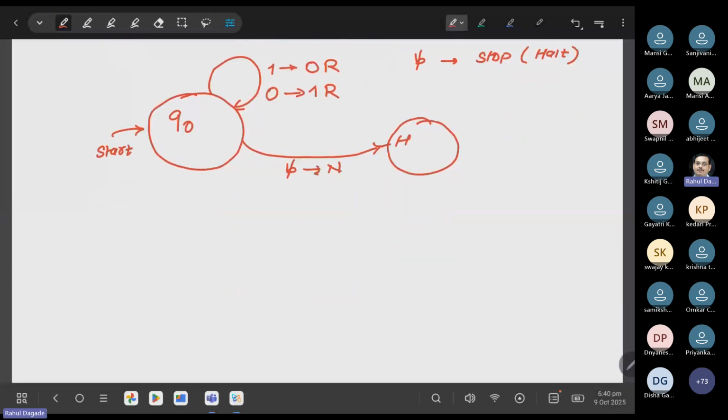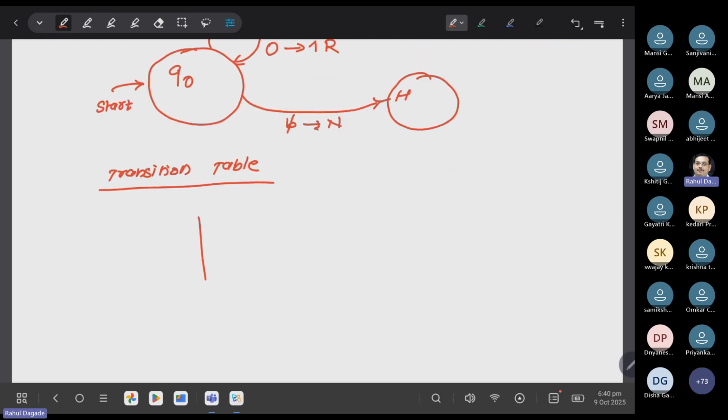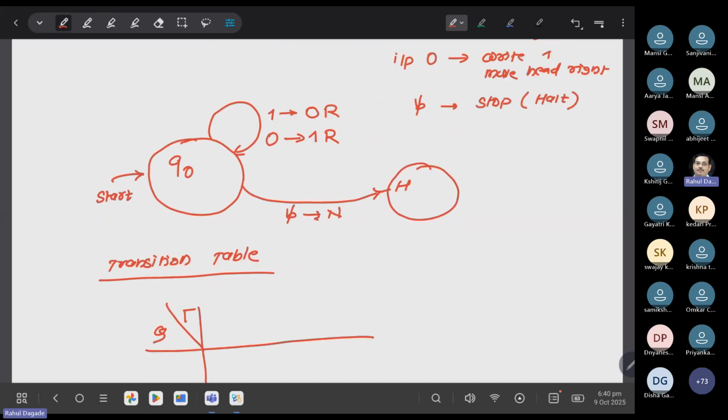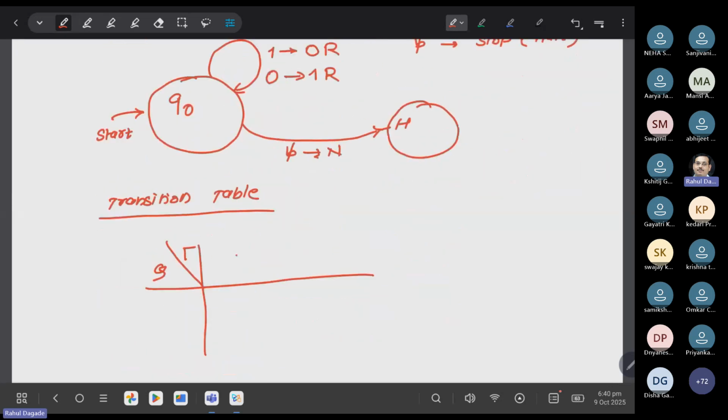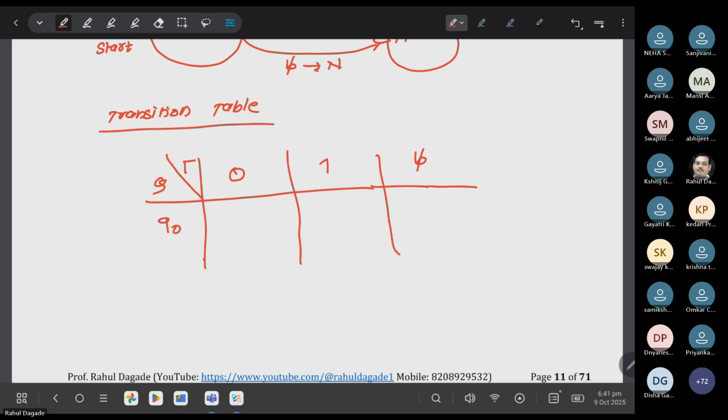Now how to represent the transition table? Let us represent it on a transition table. The transition table would be like this: Q cross star. Now what are the tape symbols? There are 3 tape symbols, that is 0, 1 and blank. And how many states do we have? We have 2 states, Q0 and H.